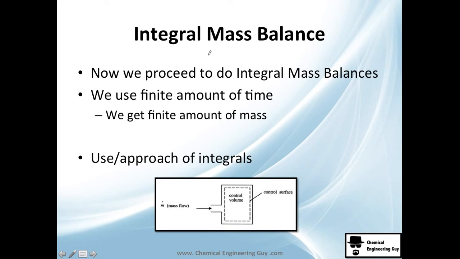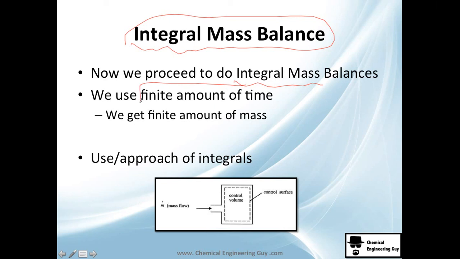Next topic, and I think it's the last topic in this section, is integral mass balances. Now we've seen how to do differential mass balances. We are going to see how to proceed with the integral mass balance. The thing here is that we use a finite amount of time, which is delta t. So we use what happens in 5 minutes, what happens in 10 minutes, etc. And because of that, we get a finite amount of mass. We're going to use an approach with integrals, of course. You need integrals to do this, guys.